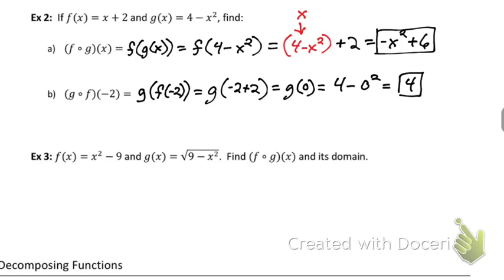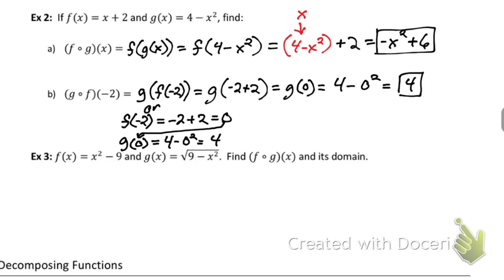Here's another way to do it. It really is the same way. It just looks a little bit different, and some people like to do it this way. The first thing I'm going to do is find f of negative 2. So this is a different method. We can find f of negative 2, which would be negative 2 plus 2, which equals 0. And then we do g of whatever results. So that'd be g of 0, which would equal 4 minus 0 squared equals 4.